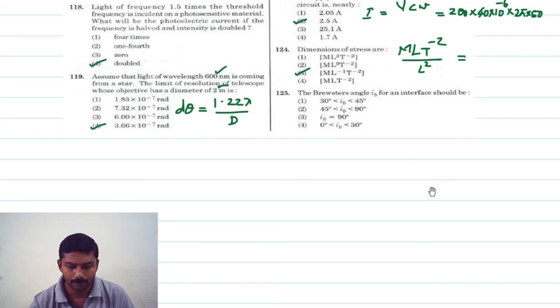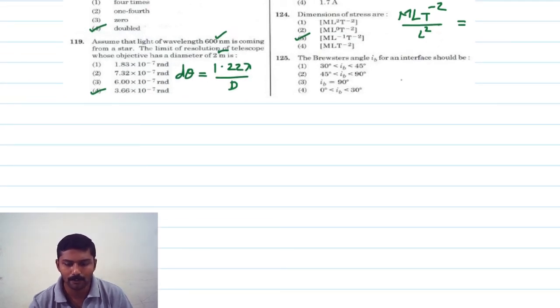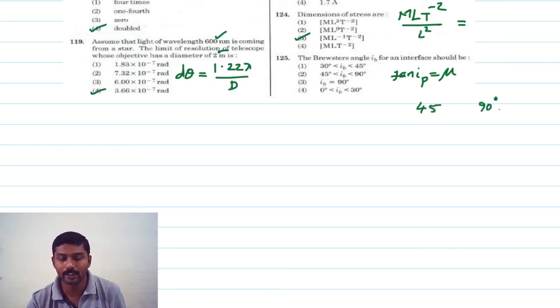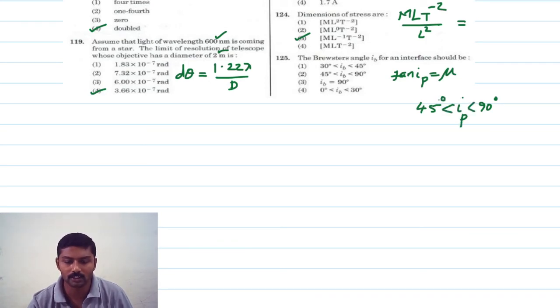Then the next question. The Brewster's angle, IB, for an interface should be what? What is the Brewster's angle they have asked? That means that definitely the refractive index and the Brewster's angle are connected. What is that? Tan IP is equal to the refractive index. You know that the refractive index cannot be less than 1, it's totally meaningless. Now, it cannot be more than infinity. But what is the value of tan theta where it lies between 1 to infinity, which is definitely between 45 degrees and 90 degrees. Because tan 90 is infinity, tan 45 is 1. That means definitely the value should lie between that. So what you can understand from here is that the IP value should lie between 90 and 45. Just common sense, that is it.